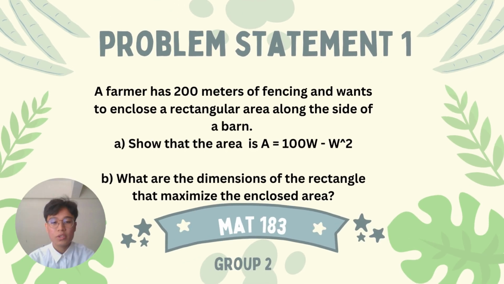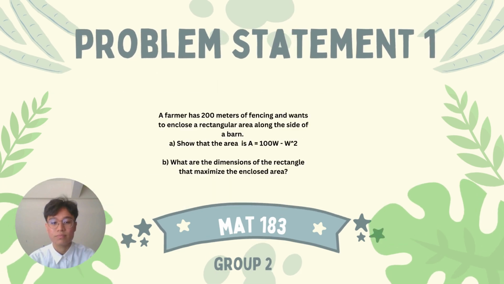Allow me to proceed to the first problem statement. A farmer has 200 meters of fencing and wants to enclose a rectangular area along the side of a barn. Question 1a, show that the area is 100W minus W squared. And question 1b, what are the dimensions of the rectangle that maximize the enclosed area?